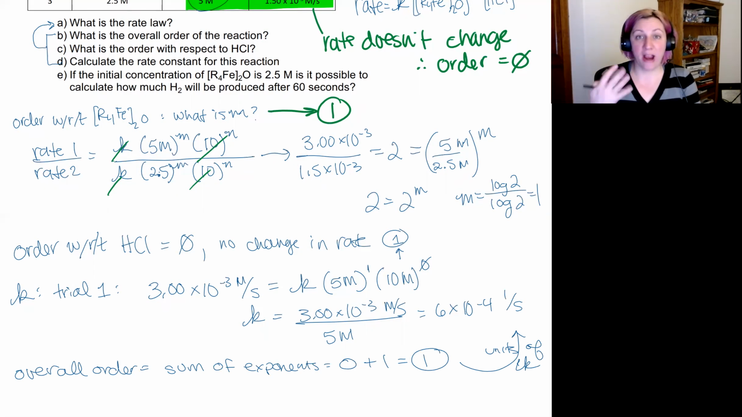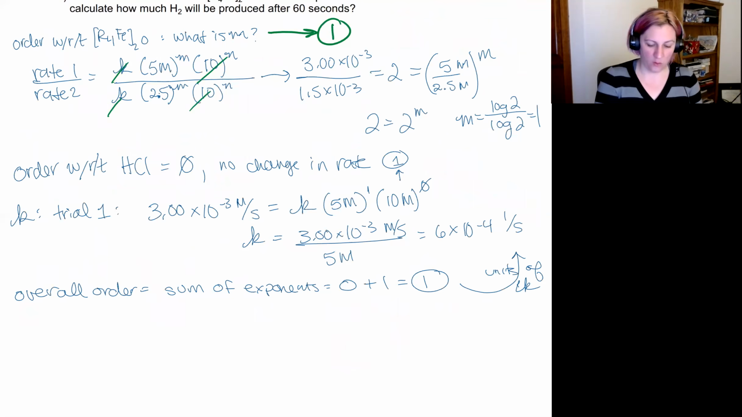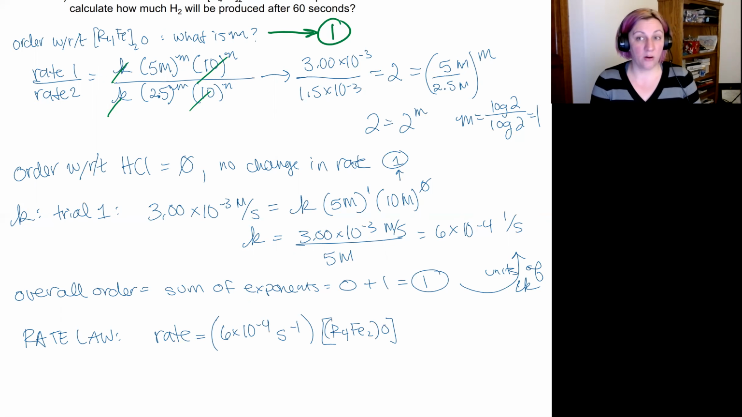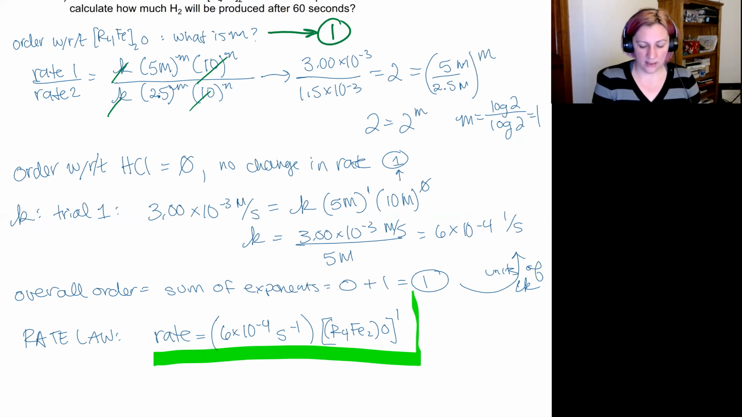All right, so now I can write out my whole rate law. So my rate law is going to be, the rate is equal to K, which is 6 times 10 to the negative 4th seconds to the negative 1, or 1 divided by seconds. So there's my K. The concentration of my dimer, and that'll be to the power of 1. And I can include the HCl to the power of 0, or I can leave it off because it'll be 1 no matter what. And that is my rate law.